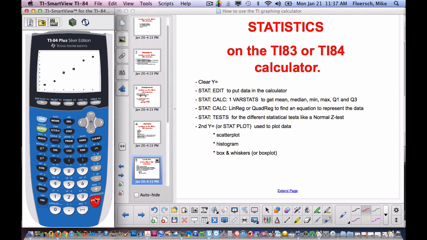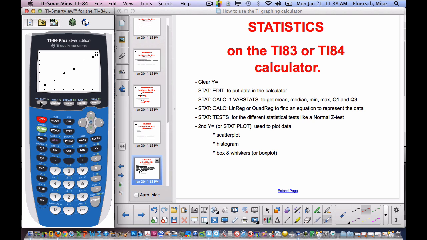I hit enter. And now it's zoomed in. You can see the data points and what the graph would look like. And that's a pretty strong line that would connect all those, so my line of best fit would be linear. But that would give me a scatter plot.